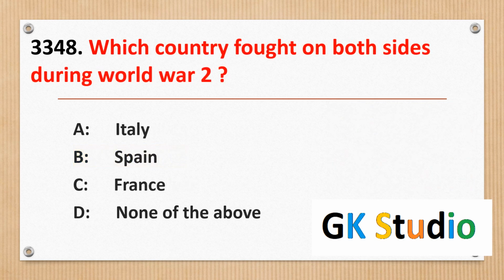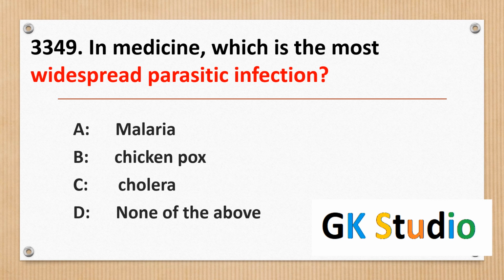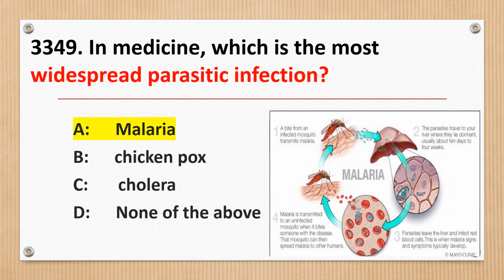Which country fought on both sides during the World War II? Italy is the only one country which fought on both sides in World War II. Medicine, which is the most widespread parasitic infection? Malaria.